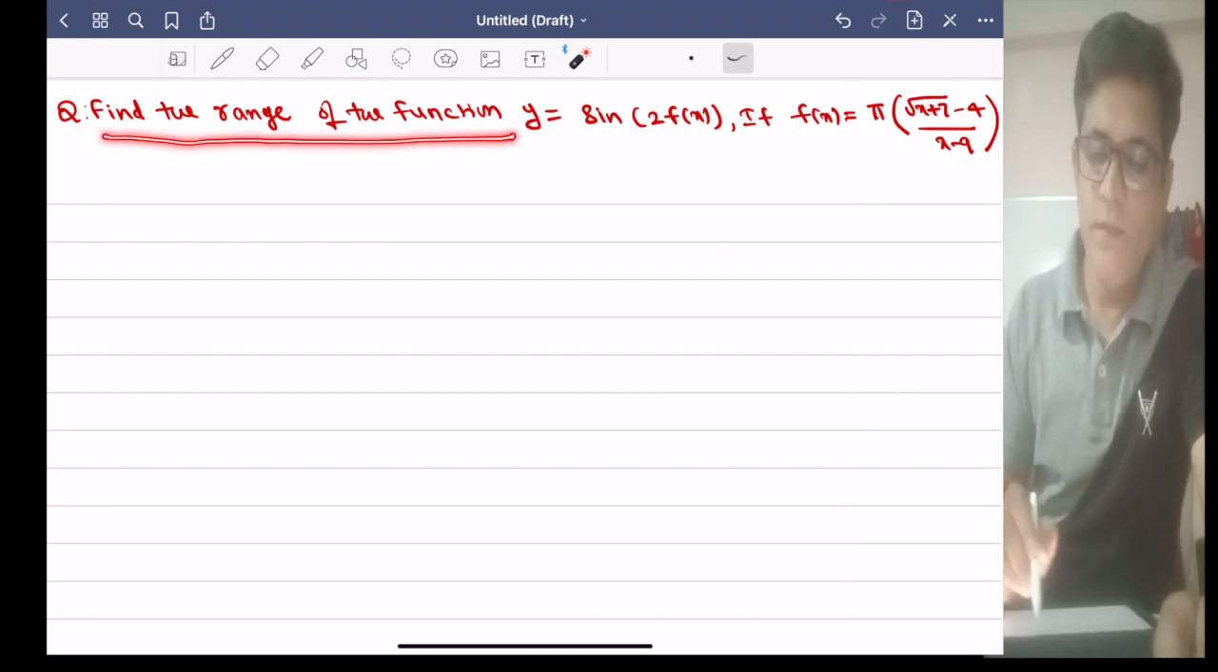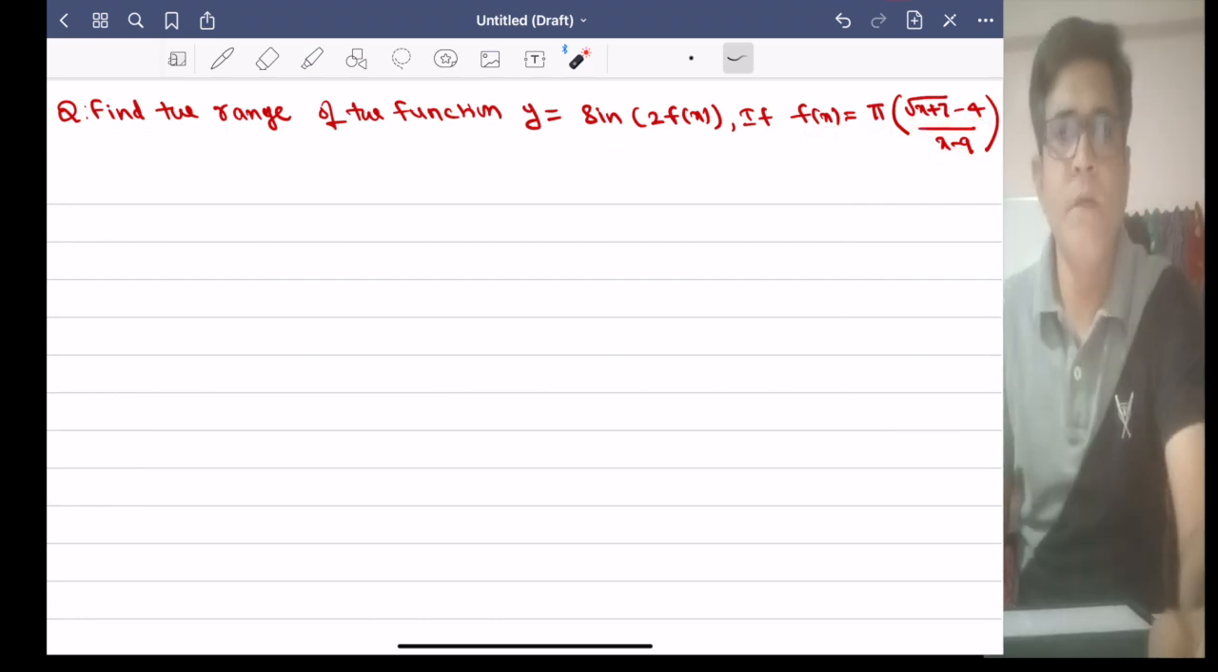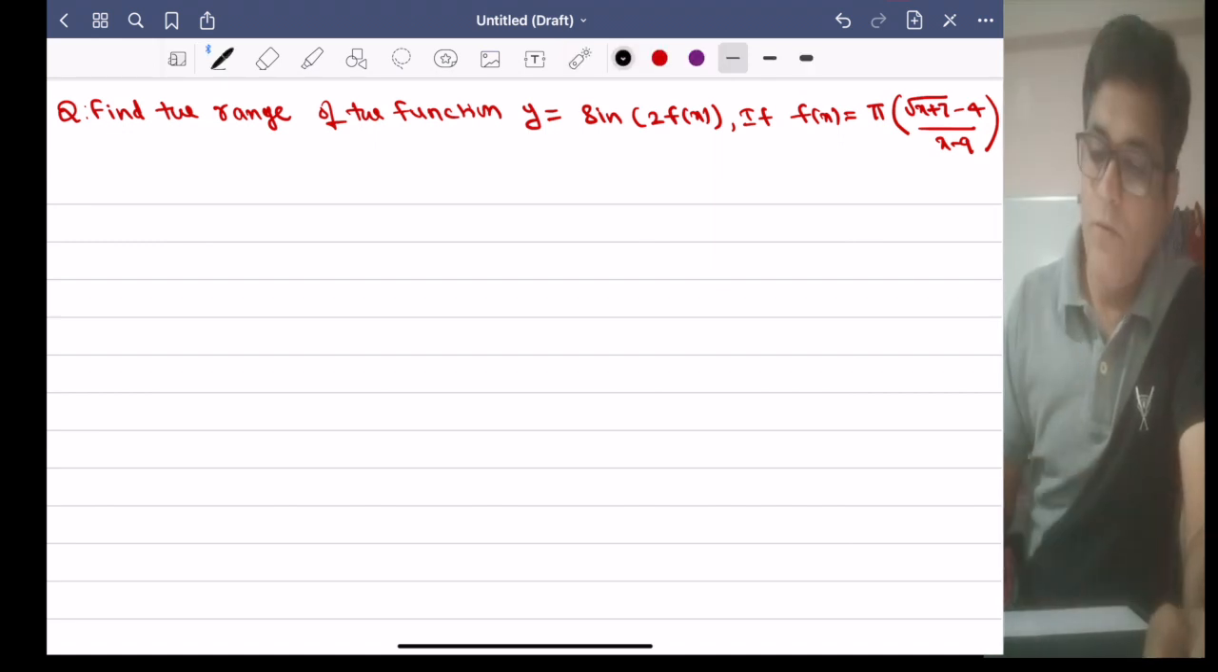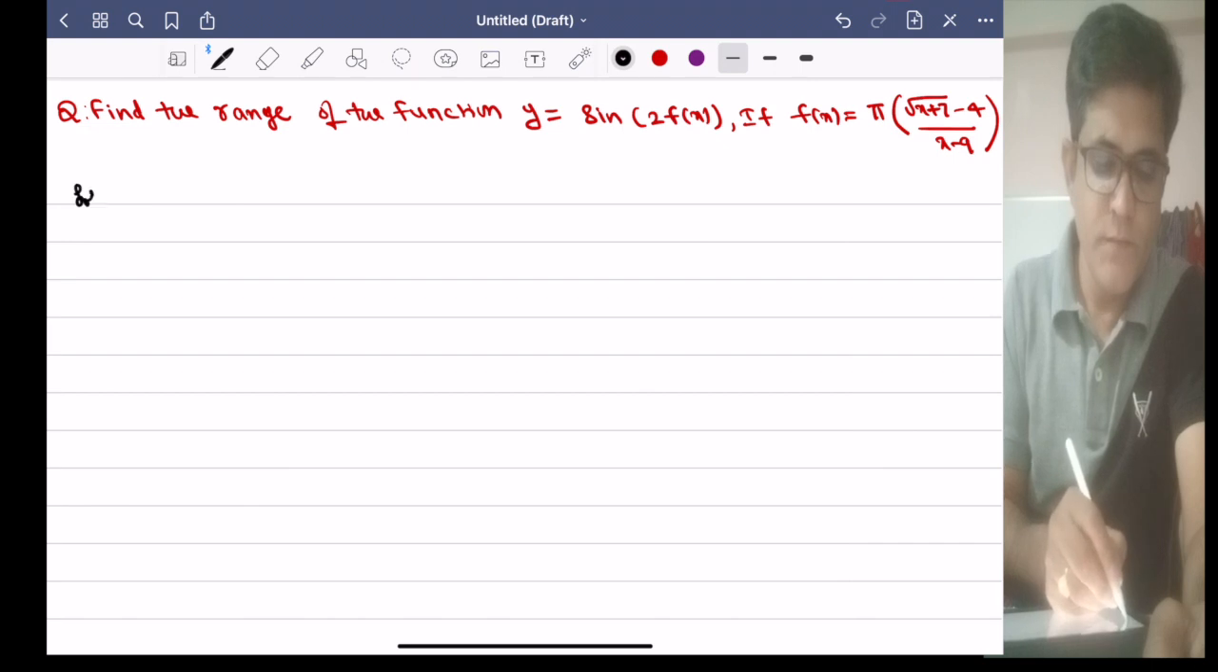Find the range of the function y equals sine of 2 times f of x, if f of x equals pi into square root of x plus 7 minus 4 over x minus 9. So this is the question. To solve this question, first, the solution.